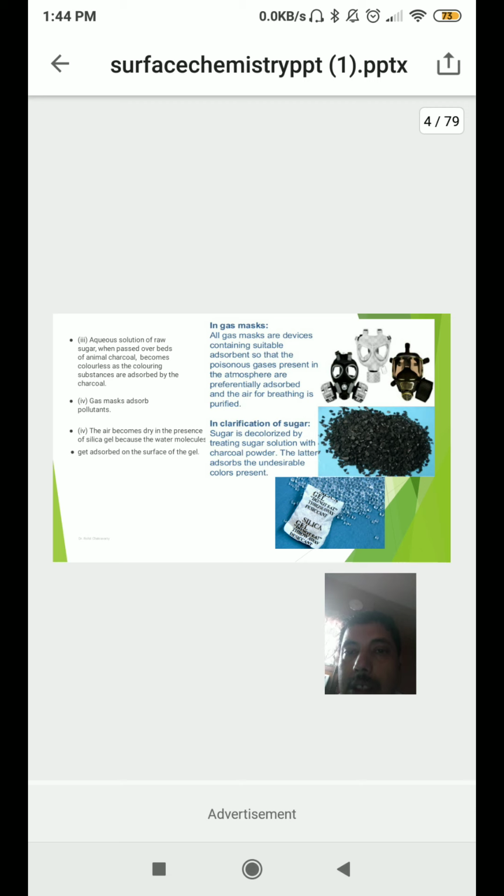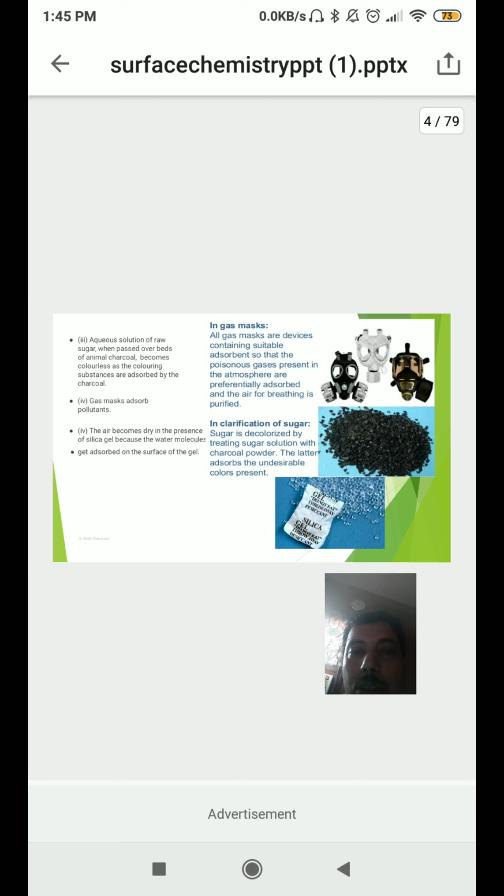Here I have discussed the gas mask also. I have shown the picture diagrams of the gas mask. All gas masks are devices containing a suitable adsorbent, so that the poisonous gases present in the atmosphere are preferentially adsorbed and the air for breathing is purified.